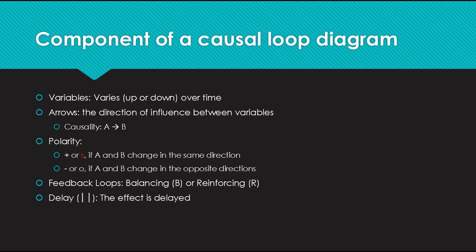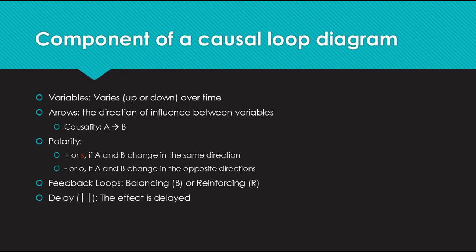A causal loop diagram also has arrows. These arrows represent the influence between variables, meaning it refers to causality. Variable A can influence variable B. Hence, we put an arrow between them to signify that A affects B.